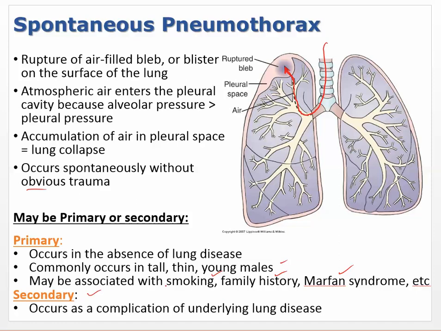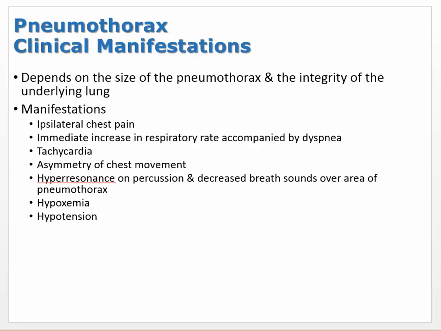Secondary makes a little more sense. It occurs as a complication of underlying lung disease. So there's some kind of lung disease that is causing, I guess that makes more sense to me because it can cause a weakness in the alveoli. You've got inflammation, you've got damage, something like that. So that's going to be secondary because it's happening because of a different disease, which is kind of the definition of secondary.